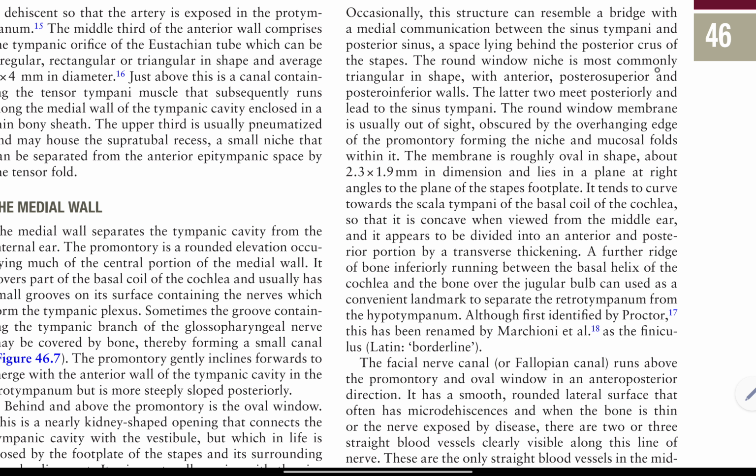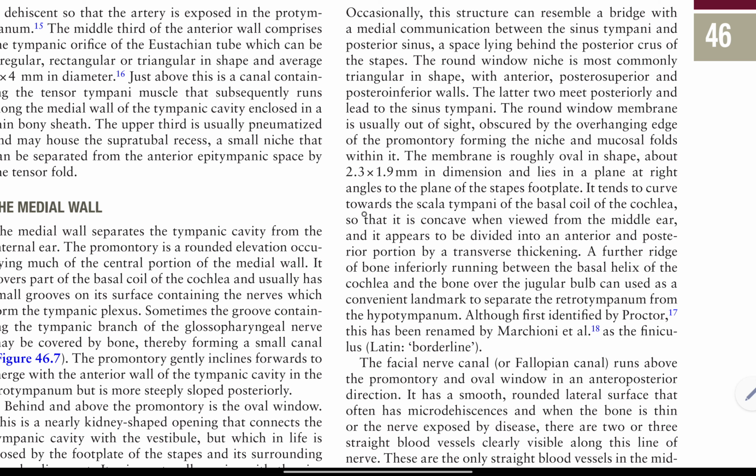The round window niche is most important, commonly triangular in shape, with anterior, posterior superior, and posterior inferior walls. The latter two meet posteriorly and lead to the sinus tympani. The round window membrane is usually out of sight, obscured by the overhanging edge of the promontory, forming the niche, and by mucosal folds within it. The membrane is roughly oval in shape, about 2.3 by 1.9 millimeters in dimension, and lies in a plane at right angles to the plane of the stapes footplate.